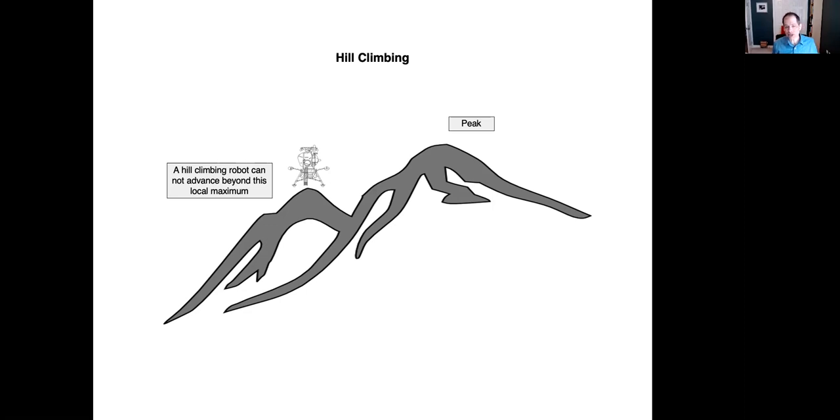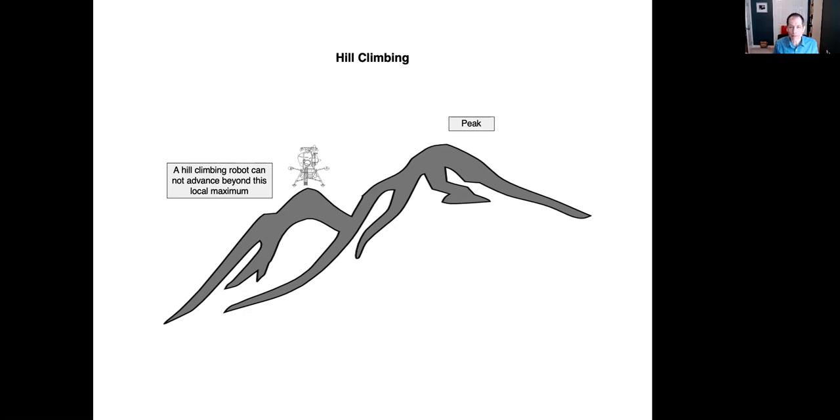The simplest way to solve the problem, the simplest way to program this robot to climb to the top of the hill, is to only take steps when it's going to increase its altitude, right? So suppose we built this robot so that it would not move unless a step would take it up. So it's got to go up, right? Each step has to take it up. That's great. That's going to get you to the top of the peak.